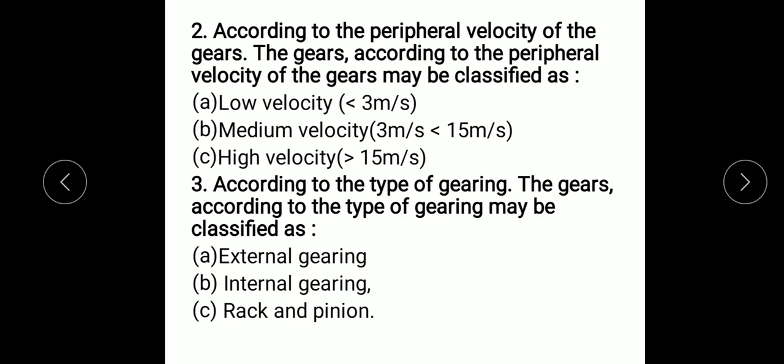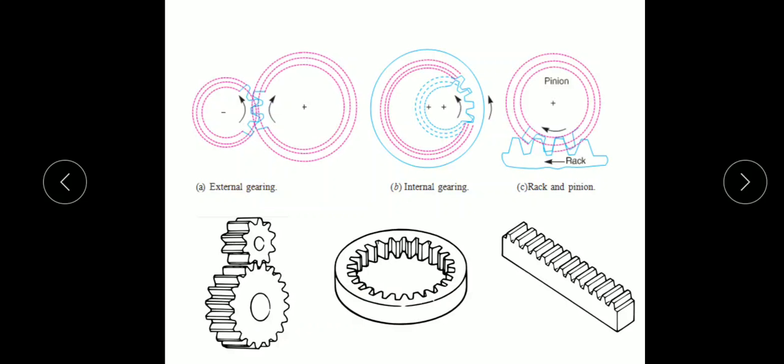Now we will classify the gears according to the type of gearing, that is, whether the gears are external gears, internal gears, or rack and pinion. These are the main classifications of gears according to gearing: external gears, internal gears, and rack and pinion. We can have a look at that.